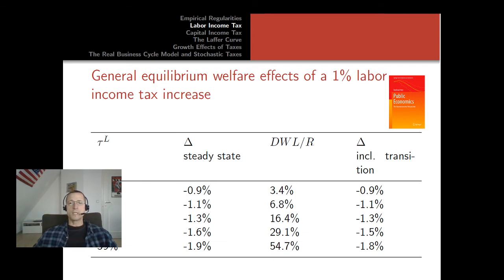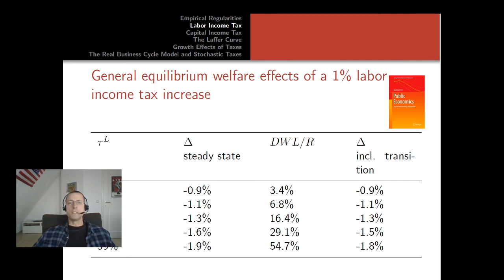Now look at poor Germany. In Germany we have much higher labor income taxes, especially due to the high social security contribution rates. So our tau L amounts to 50.9%, and in this case the deadweight loss is much higher, 54% relative to revenues.